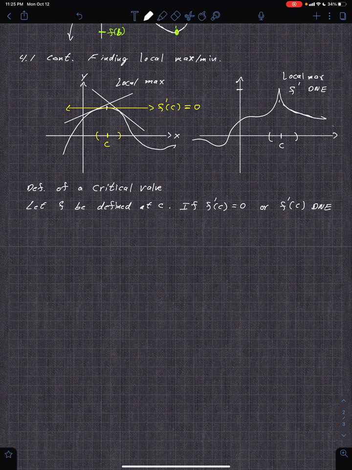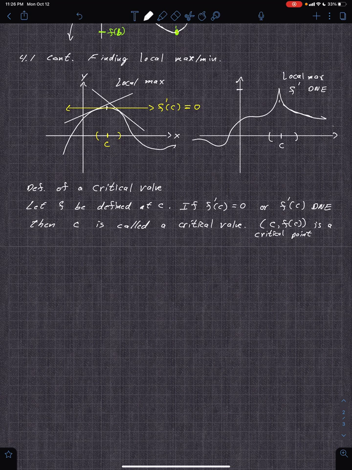Okay. So then c is a critical value. If f prime of c equals 0, or f prime of c does not exist, then c is called a critical value. And I suppose we could say f of c is a critical point.